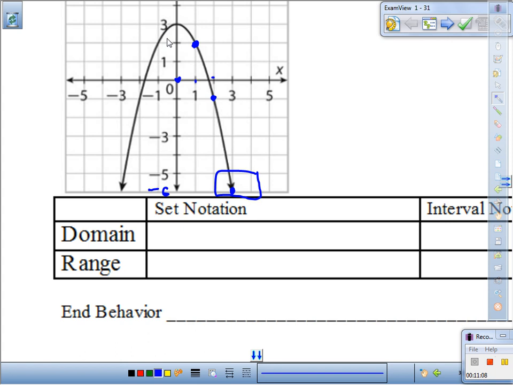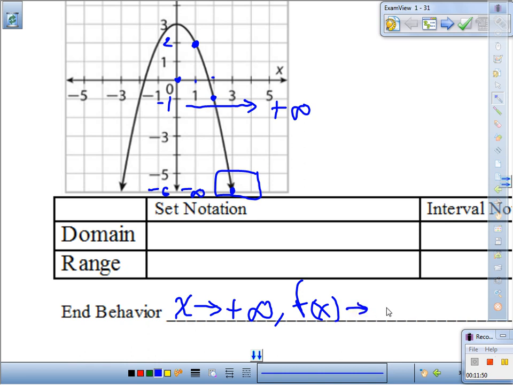So let's see. The y started at 2, then we went to negative 1, and now we're at negative 6. But the x's, what did I start with? 0, 1, 2, 3, and I keep going. So in what direction is x heading for that end? Positive infinity. And what's happening to the y values as we continue going to positive infinity of x? It goes to negative infinity. So therefore, we write when x approaches positive infinity, comma, f of x approaches negative infinity.